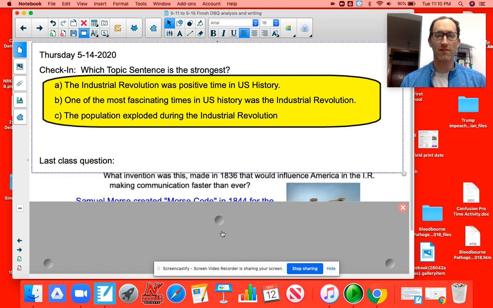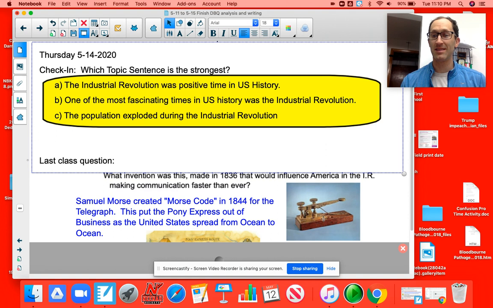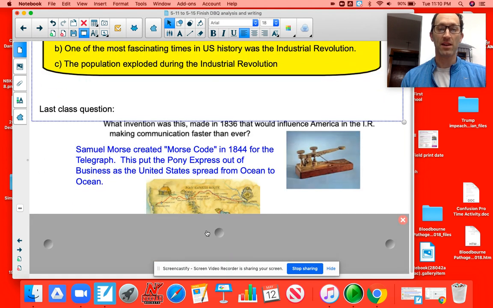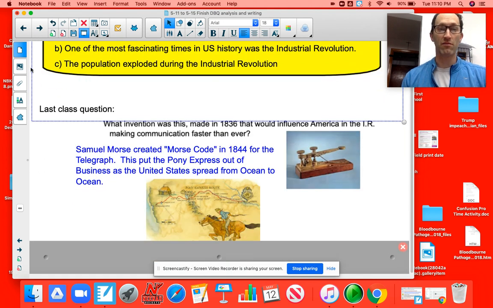Our question yesterday involved identifying what this is, invented in 1836. Well, this is the telegraph, and Samuel Morse of the United States invented Morse code, which I'm sure you've heard about, in 1844. This revolutionized communication in the country, being able to send a message by tap-tap versus by the old Pony Express. In fact, the telegraph would put the Pony Express out of business.